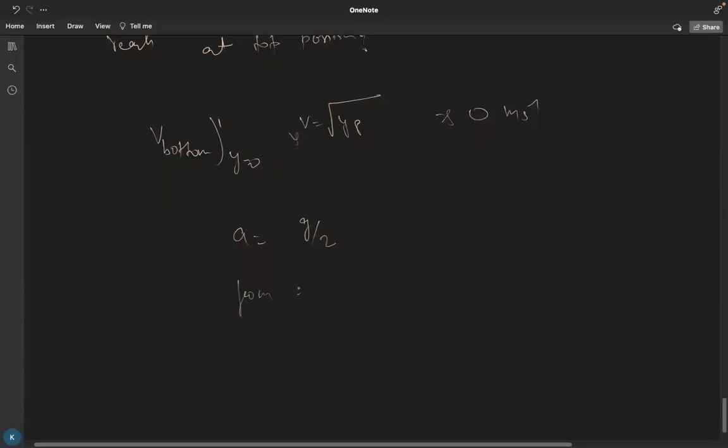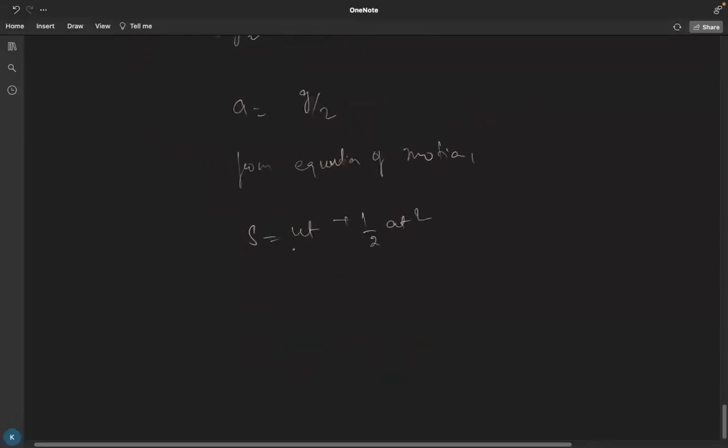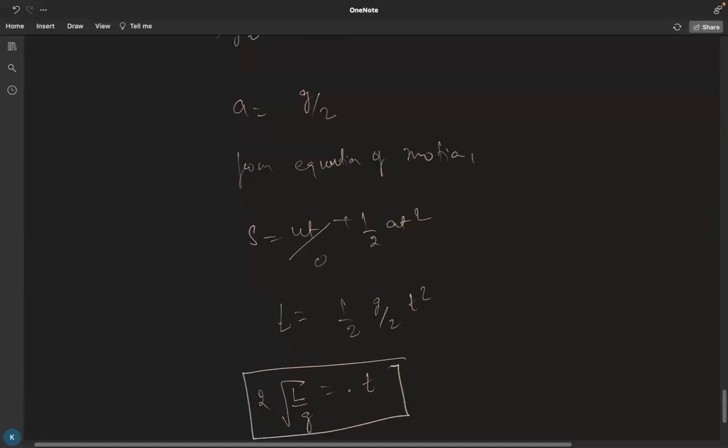From the equation of motion, s is equal to ut plus half of a into t square, and we have u at the bottom as 0, and s is equal to L, so L is half into g by 2 into t square. So here we get t is equal to 2 root under L by g. This is the time taken by the wave pulse to reach the top position from the bottom position, in seconds. I hope this will be clear to all of you.